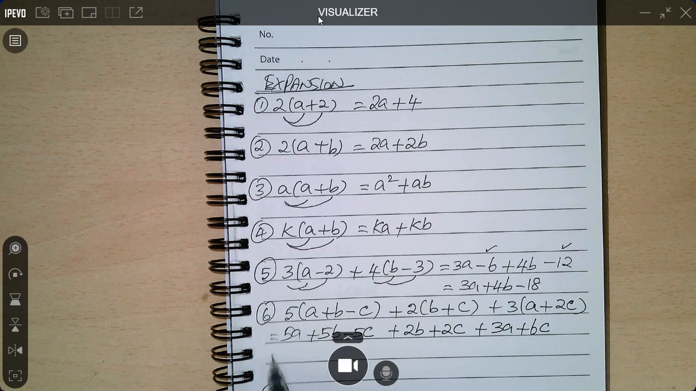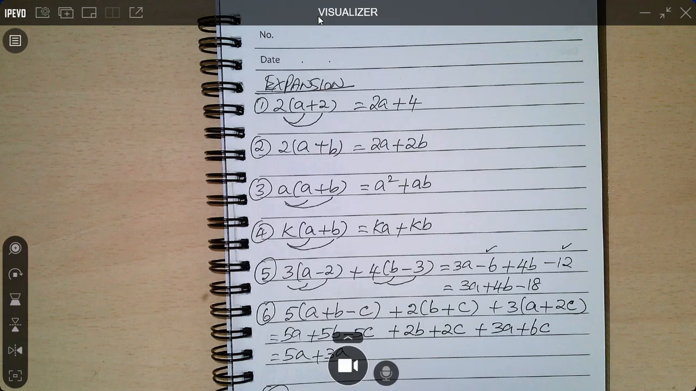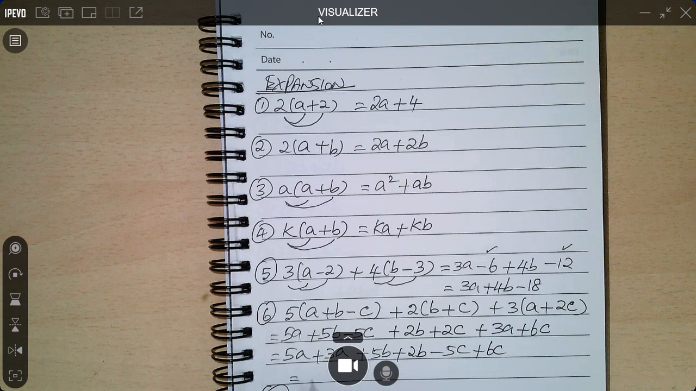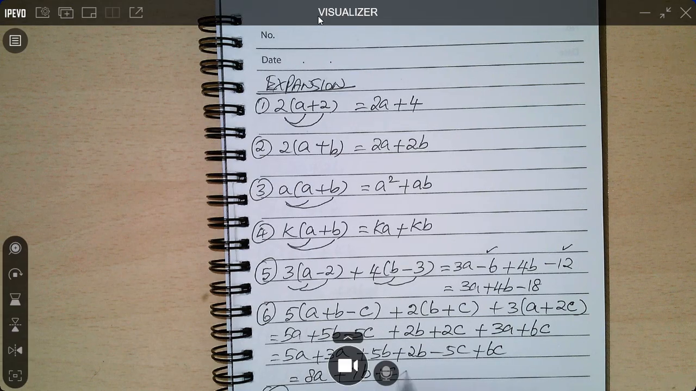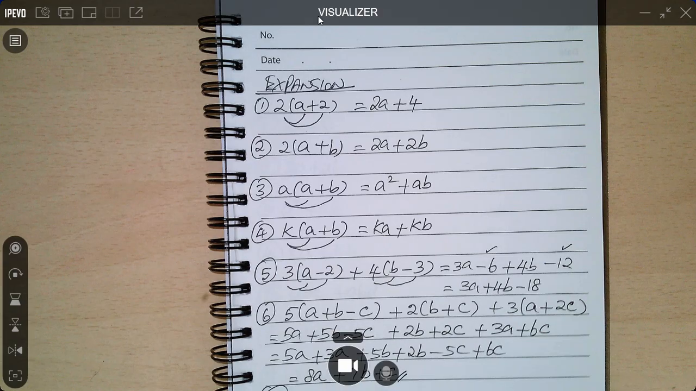Now write all a terms together, which is 5a plus 3a. Write all b terms together, which is 5b plus 2b. Write all c terms together, minus 5c plus 6c. Now simplify: 8a, 7b, plus c. That's the final answer.